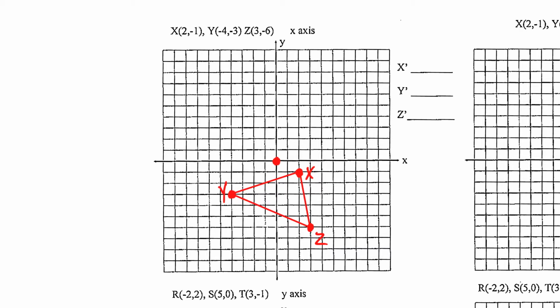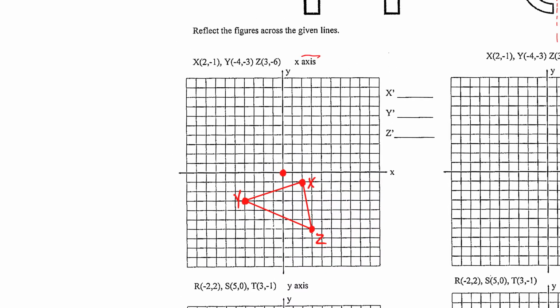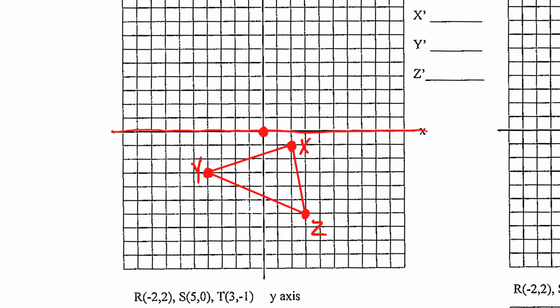Okay, so what we're going to do is reflect this across, and it tells us right here, the x-axis. So which one is the x-axis? The horizontal one right here. Okay, so we're going to flip it across that line right there. All right, so here's how I do it.